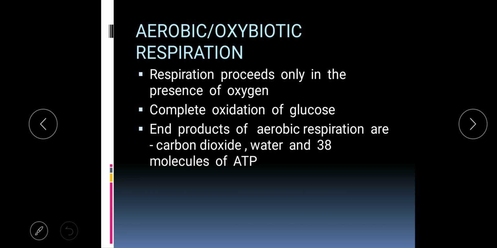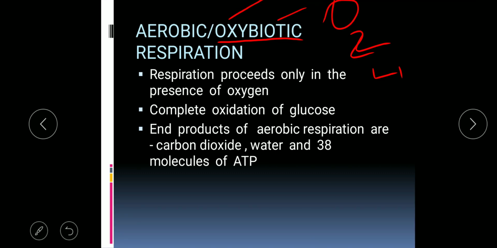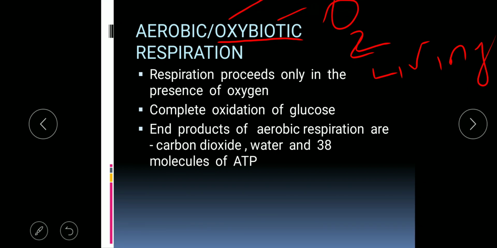Aerobic respiration is also known as oxybiotic. Oxy comes from O2. Biotic means it is found in living organisms. That is why it is oxybiotic. So respiration which is done in the presence of oxygen by the living organisms is also known as oxybiotic respiration. So what happens in this?